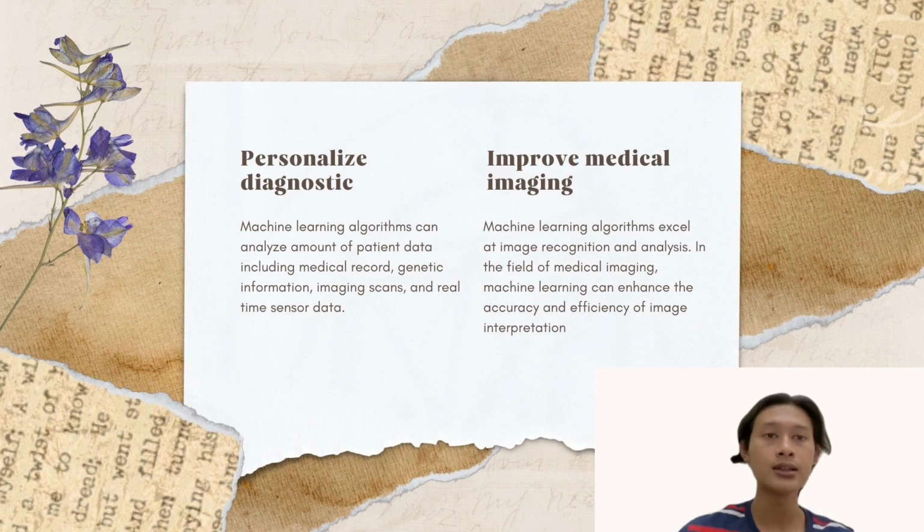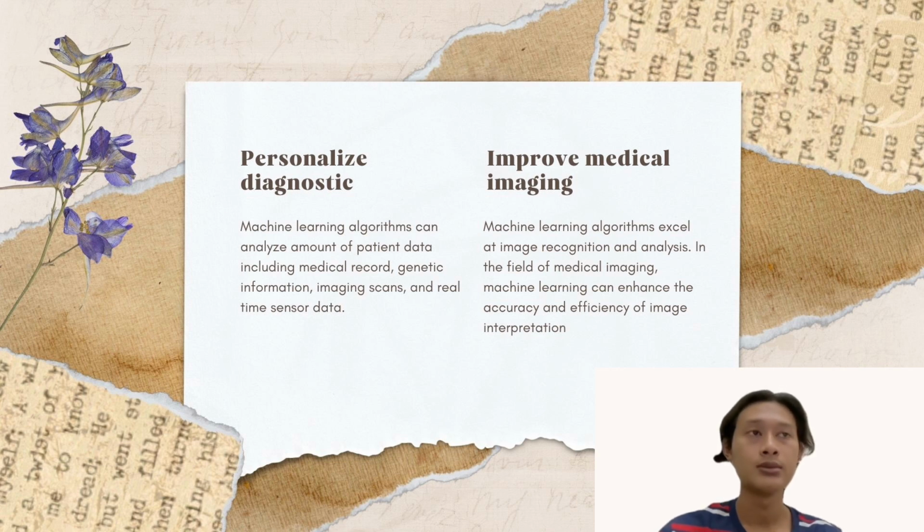Second is improved medical imaging. Machine learning algorithms excel at image recognition and analysis. In the field of medical imaging, machine learning can enhance the accuracy and efficiency of image interpretation, aiding in the detection of abnormalities, segmentation of organs or tissues, and even predicting disease outcomes. This can lead to faster and more accurate diagnosis, reducing the need for invasive procedures and improving patient care.